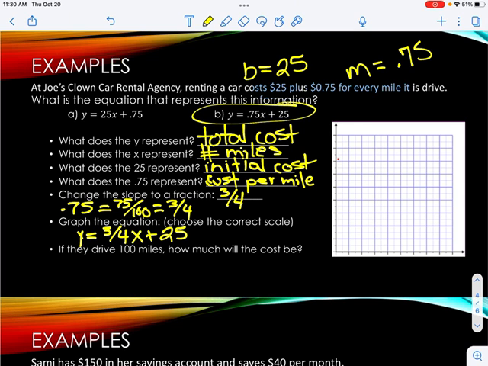Now, when you go to look at the scale of this, we have to get up to 25. So what I'm going to do is count by 5s going up, and then I'm also going to count by 5s going across. And I'll explain why in just a second.